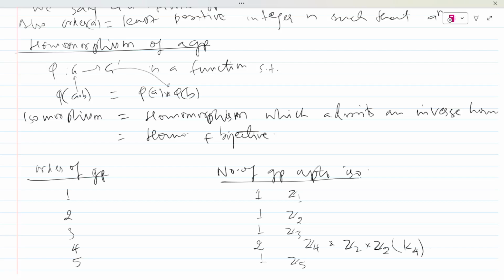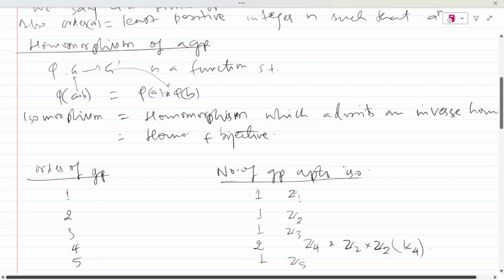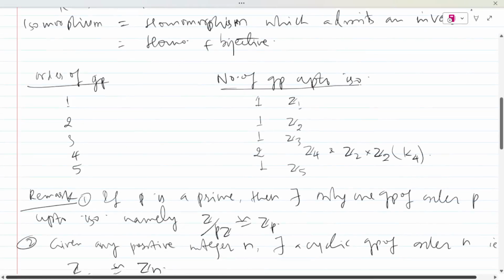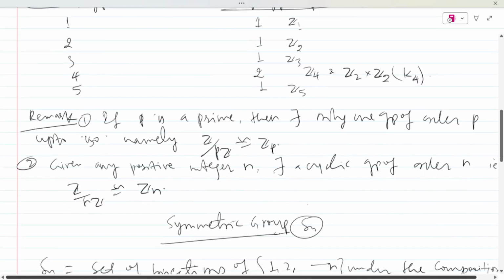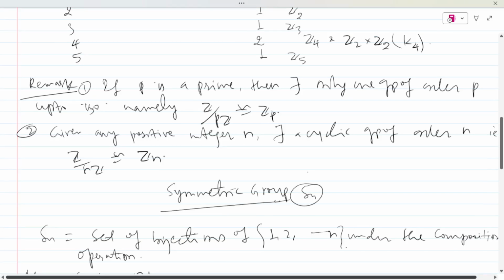If the order is 4, then there are two groups up to isomorphism. What are those? Those are Z4 and Z2 cross Z2. This is also called K4, that is the Klein 4 group. And for order 5, it is Z5. So we can clearly see how many groups up to isomorphism there are for a particular order.